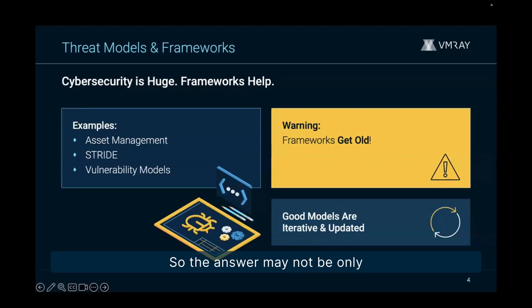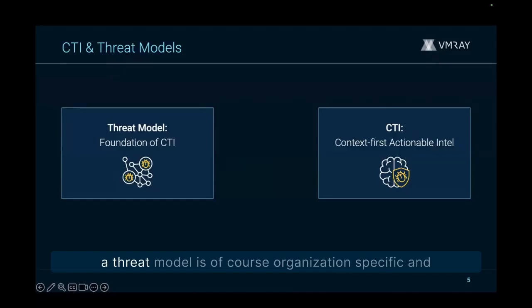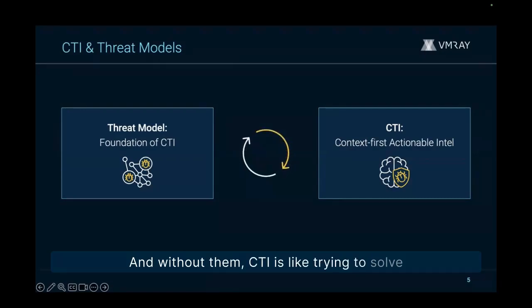So the answer may not be only an unpatched edge device, a VPN device with some remote code execution vulnerability. There could be really more to that when we think from this perspective. So I think it wouldn't be wrong to say a threat model is, of course, organization specific and really is the bedrock of solid CTI. And without them, CTI is like trying to solve a puzzle without knowing what the picture is.